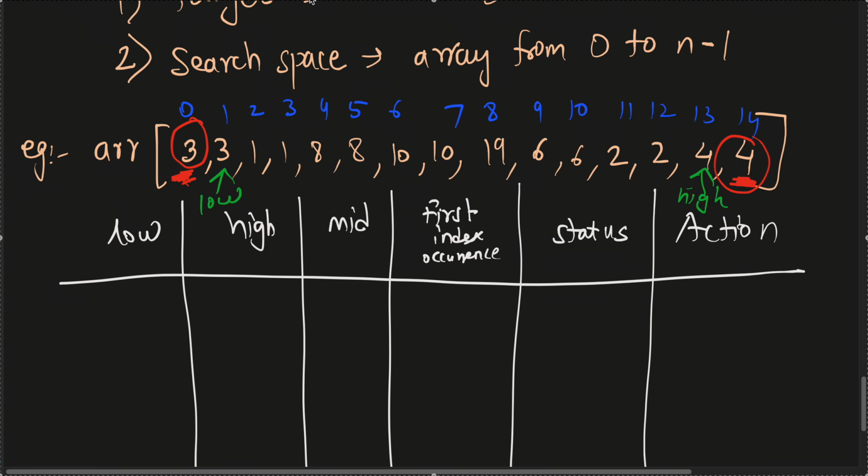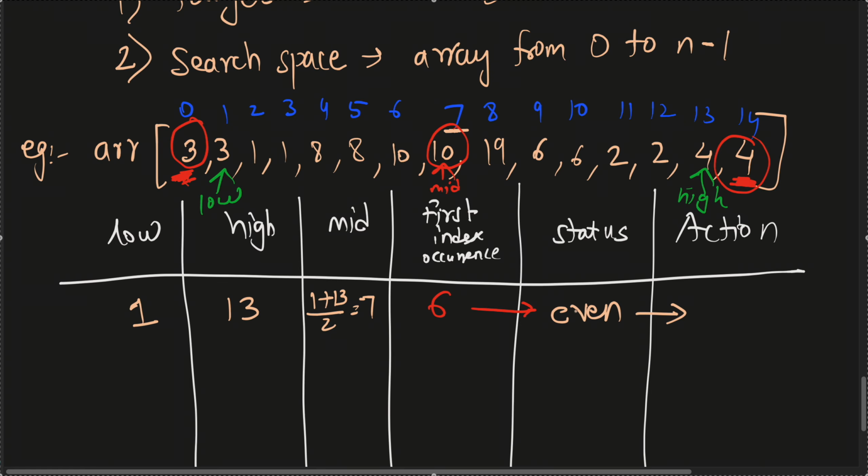So the index of low is 1, and the index of high is 13. So what is the middle element? 1 plus 13 by 2, which is nothing but 7. Now at index 7, what is the element present? The element present is 10. So this is our middle element. What is the first occurrence of the element 10? The first occurrence of the element 10 is at index 6, right? Now is 6 even or odd? That status we have to write. So 6 is even, so that's why the status is even.